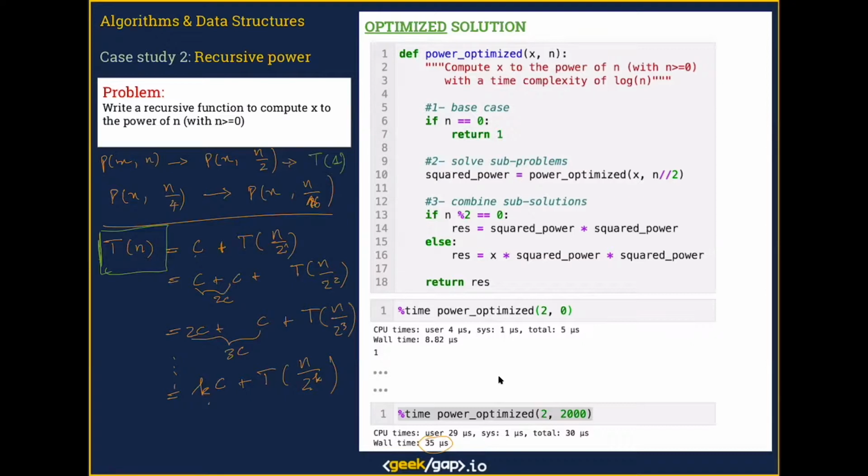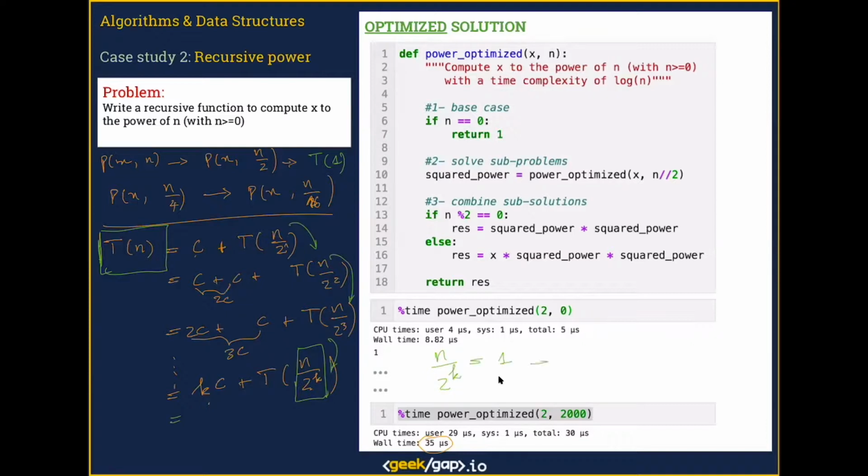Because we keep reducing the problem by half, at some point we're going to have a problem of just size 1, right? If you keep dividing something by 2, 2, 2, 2, at some point down the line, you're going to have a problem of just size 1. Once we have that problem of size 1, it means that n divided by 2 to the power of k equals 1, right?